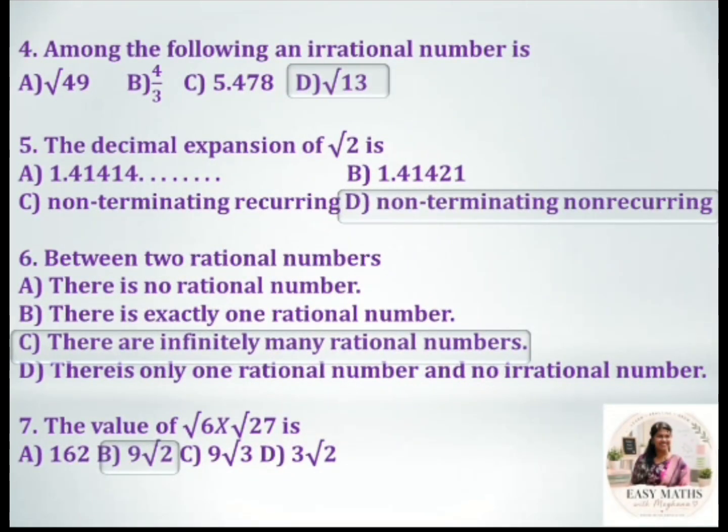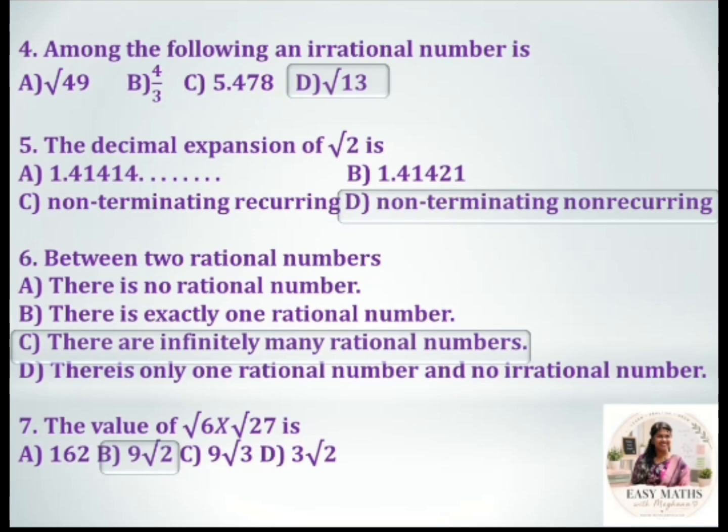Question number 4. Among the following, an irrational number is. Again, you know an irrational number is a number which cannot be represented in the form of p by q. Option A, root 49 can be written as 7, since 7 square is 49. So 7 by 1 can be written in the form of p by q. 4 by 3 is already there in the form of p by q.